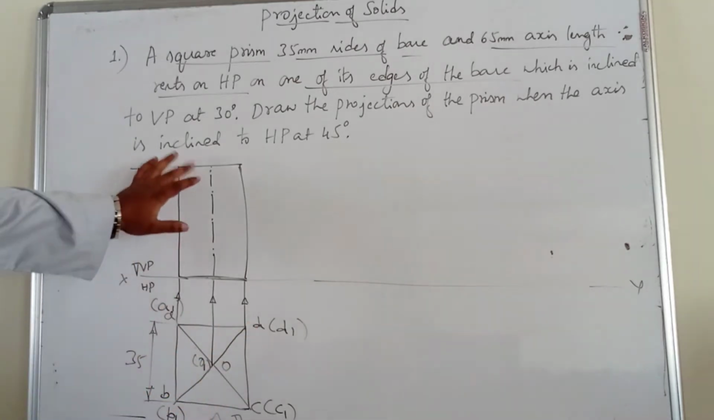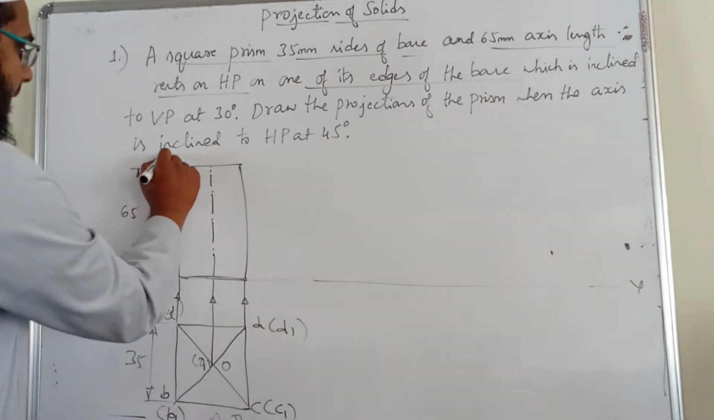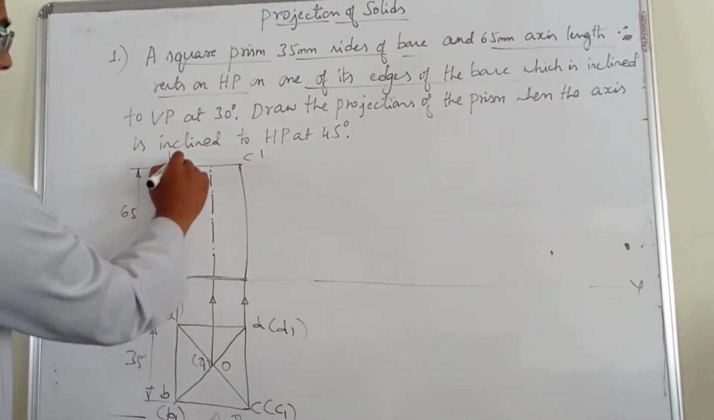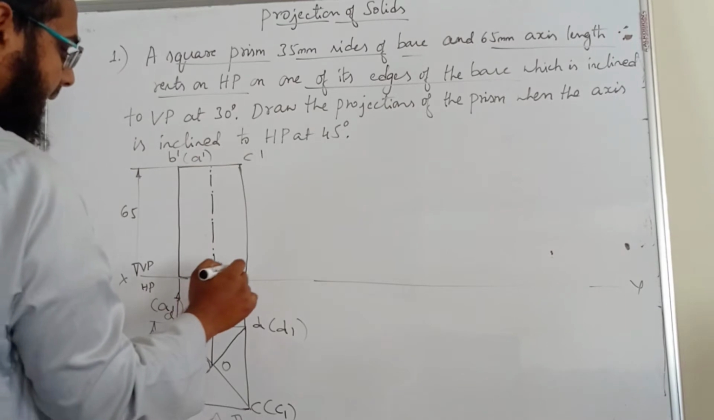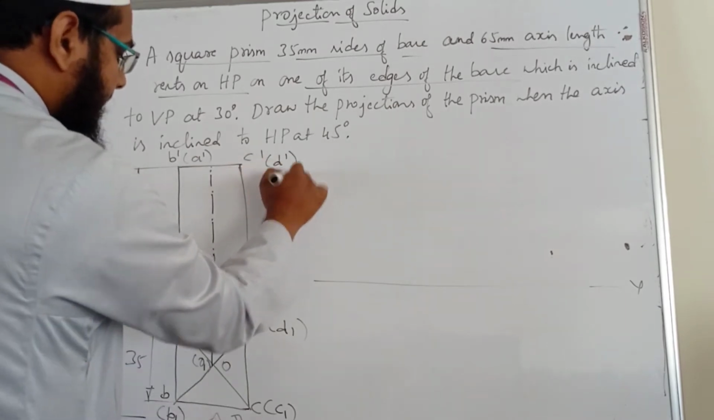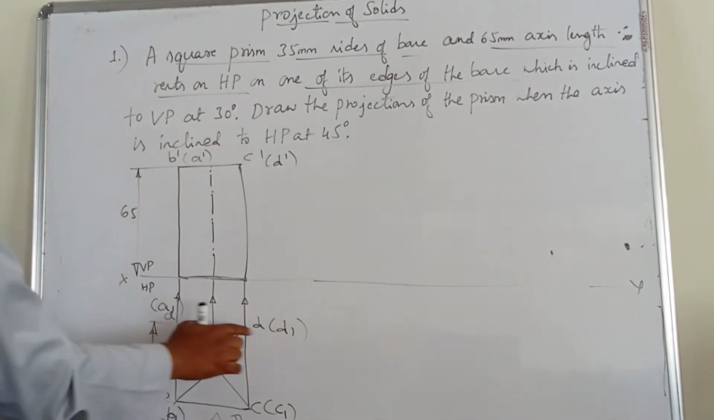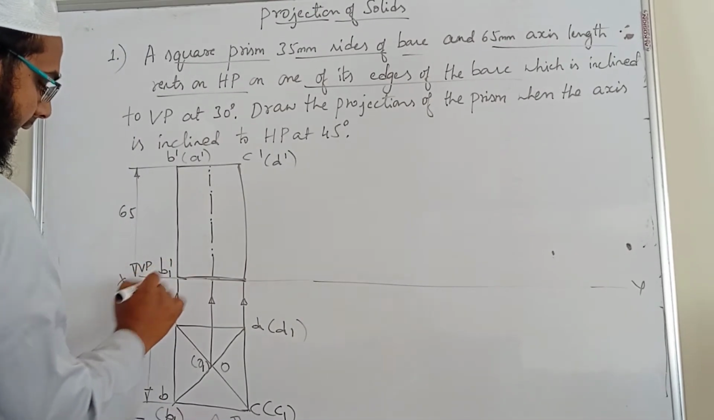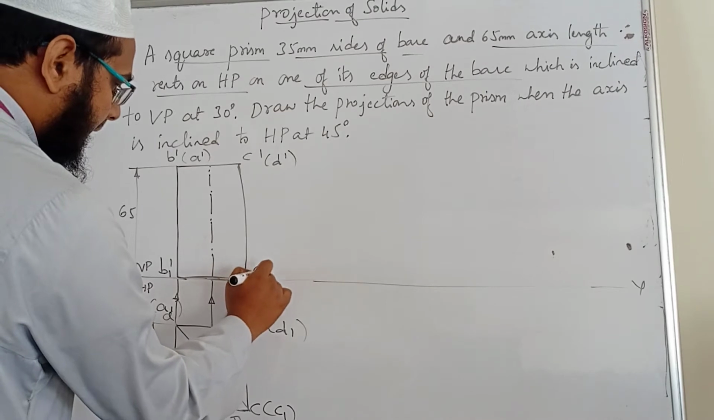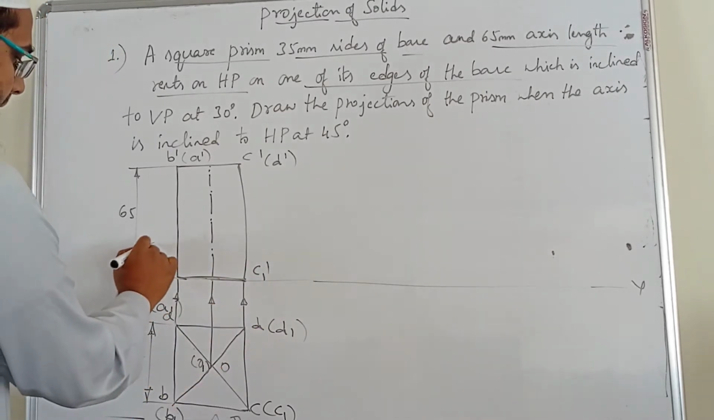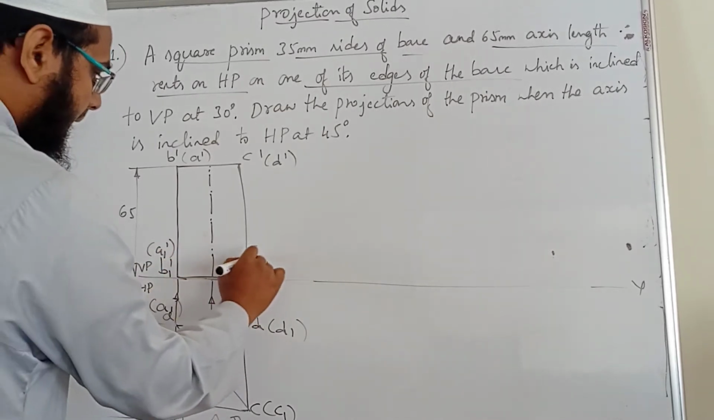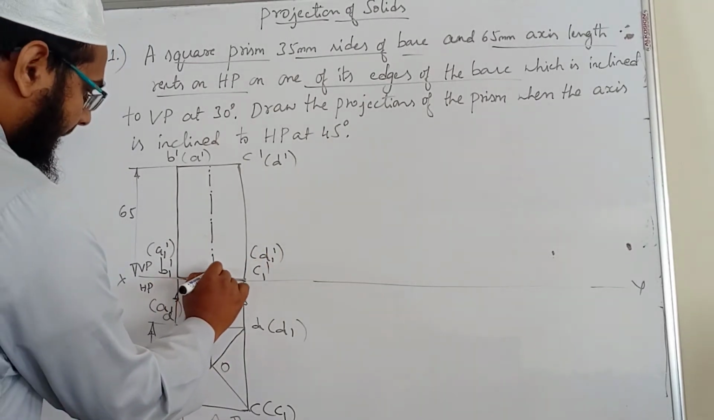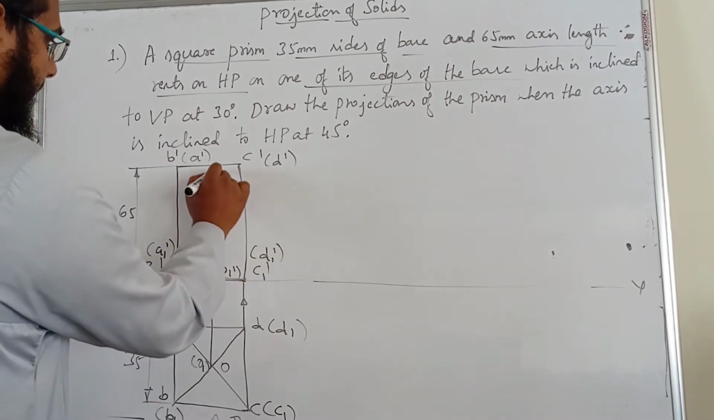So first I am going to finish with the top face. You can see that B dash is visible, C dash is also visible, but A dash is not visible from the front view, and D dash is not visible. You can see that A and D are not visible. Similarly, on the bottom face, B1 dash is visible and C1 dash is visible, but A1 dash and D1 dash are not visible.